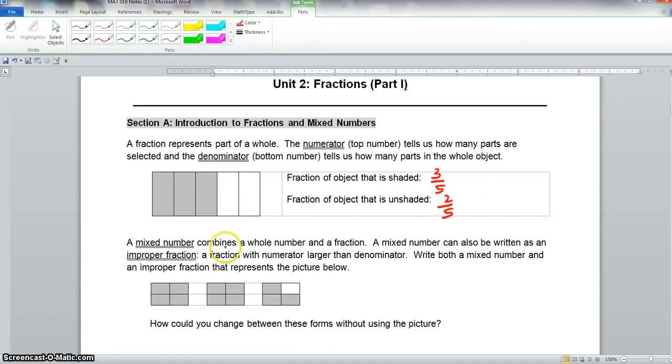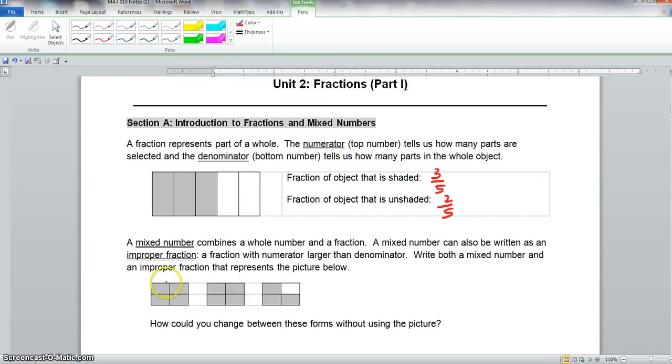Now, it says a mixed number combines a whole number and a fraction. A mixed number can also be written as an improper fraction, a fraction with numerator larger than the denominator. Write both a mixed number and an improper fraction that represents the picture below.